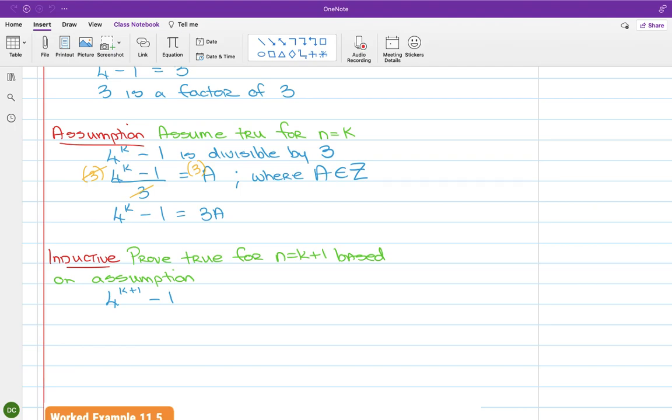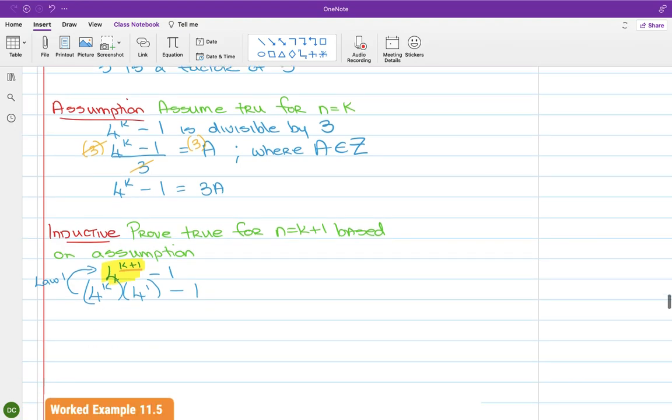We did a lot of this when we were doing indices. So adding the powers like this. When you multiply two terms with the same base, you add the powers. So I'm going to undo that. So 4 to the k times 4 to the 1. So this going this way is law 1 of indices, where if you multiply two indices with the same base number, you add the powers. I'm just using it the other way.